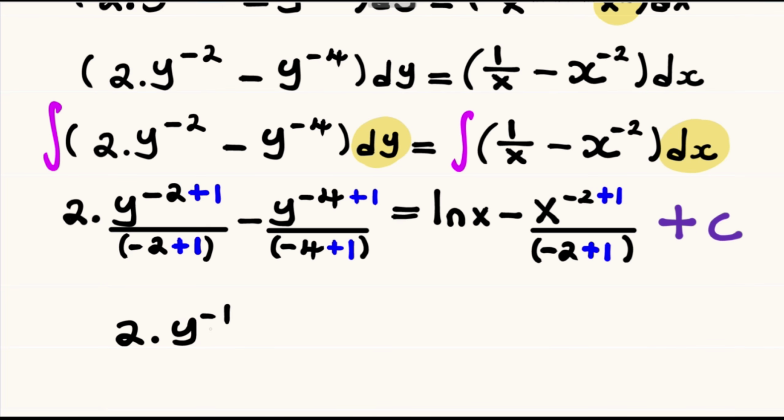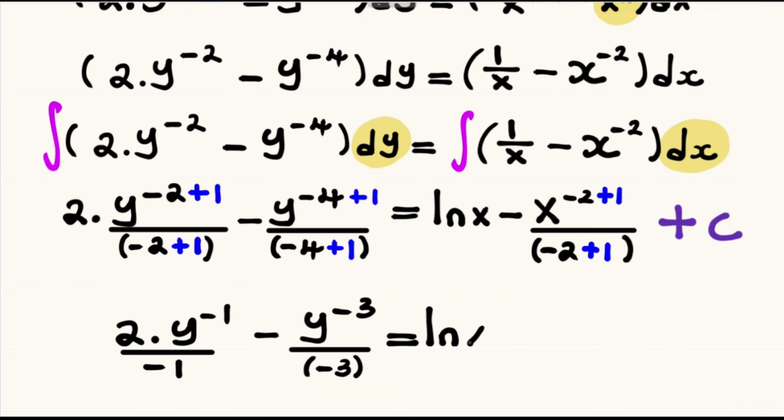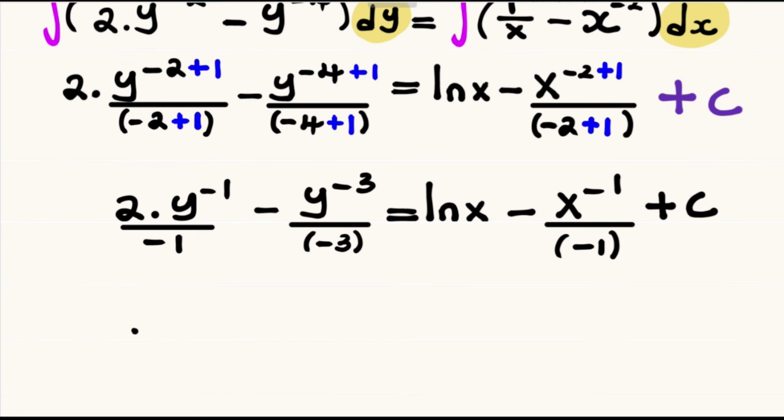We simplify, and we have 2 multiplied by y raised to the power negative 2 plus 1, which is equal to negative 1. Negative 2 plus 1 in the denominator will be equal to negative 1, minus y raised to the power negative 4 plus 1, which is negative 3, divided by the negative 3, the negative 4 plus 1, and this will be equal to the ln x, minus x raised to the power negative 2 plus 1, which is equal negative 1, divided by negative 2 plus 1, which is equal negative 1, plus the constant c.